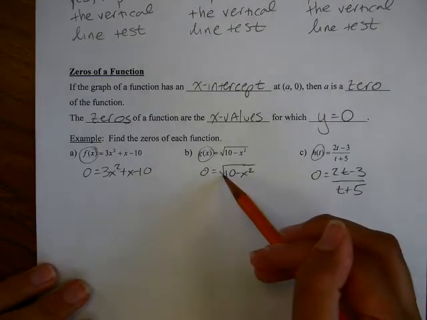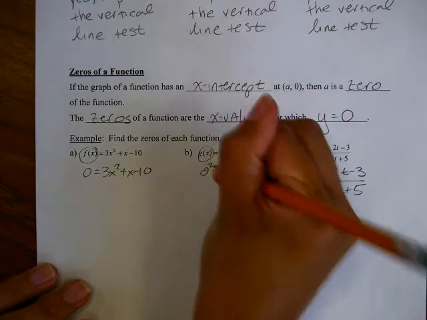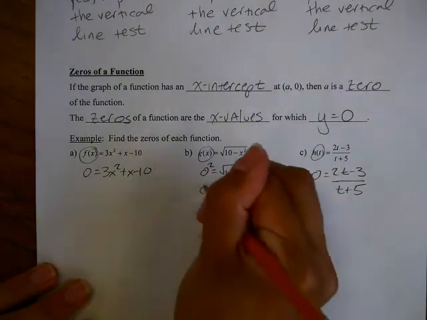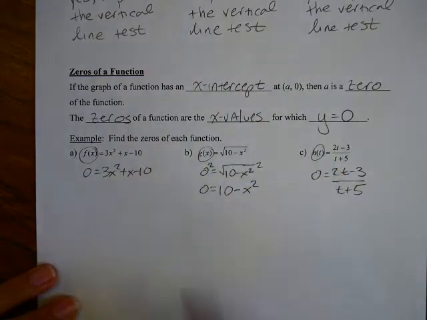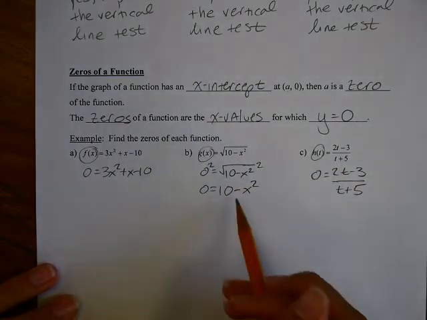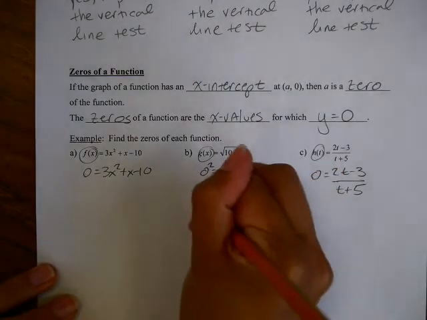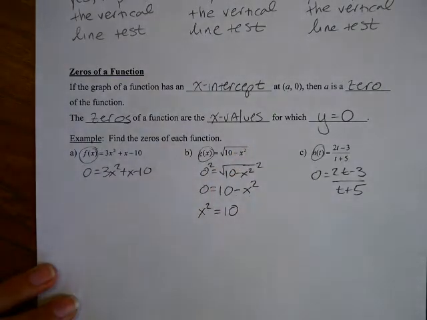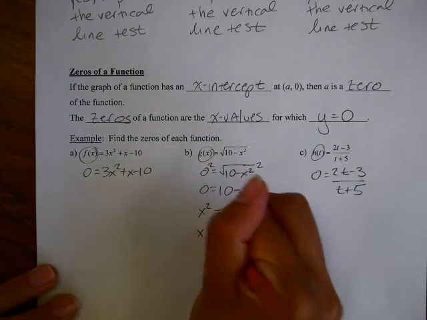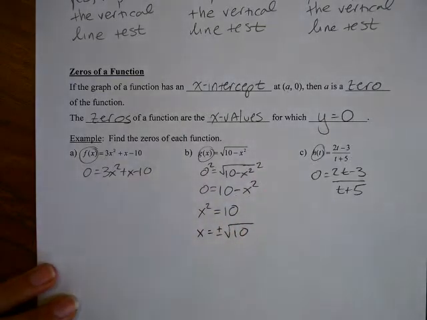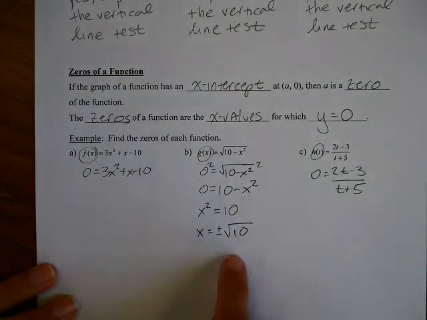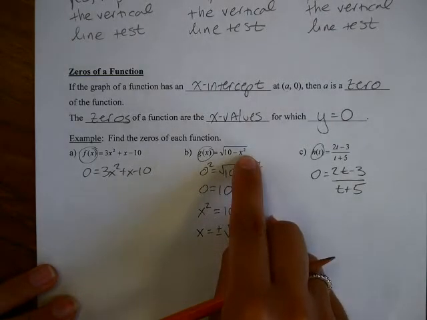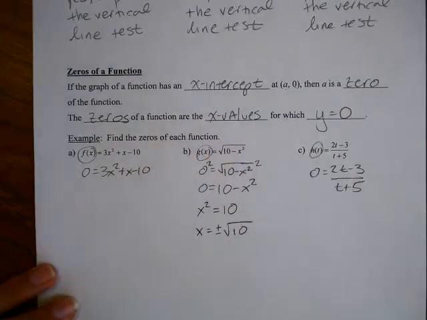In order to get rid of the square root, we would square both sides. So 0 equals 10 minus x squared. Next, we have to get the x by itself, so we could add x squared to both sides. And finally, square root. Don't forget your plus or minus. So this function has two zeros, positive root 10 and negative root 10, because if you plug those into the equation, the entire equation would equal 0.